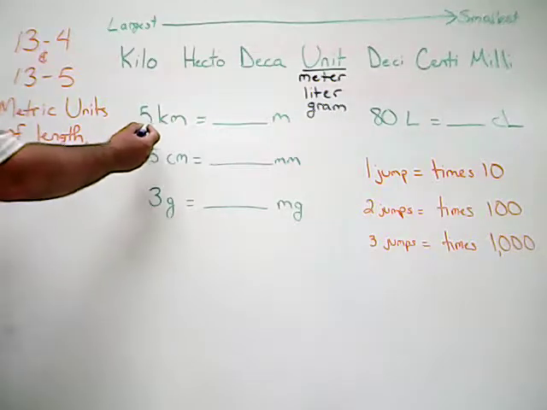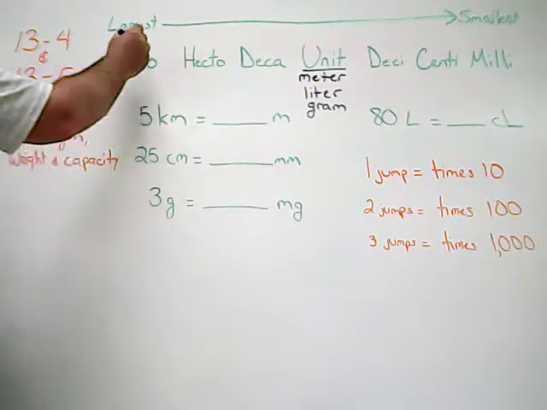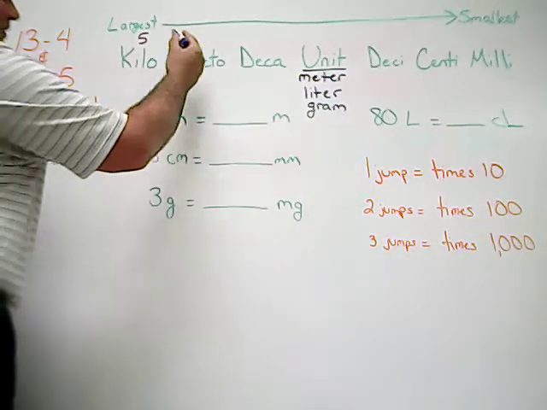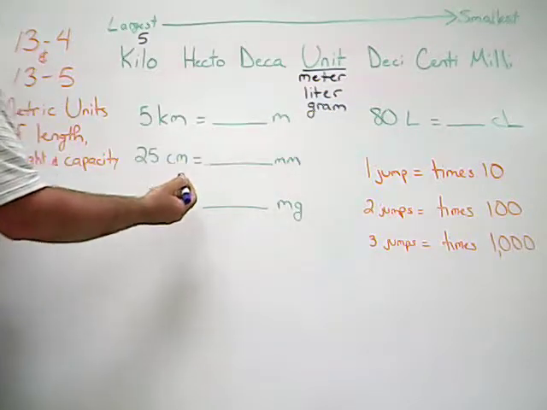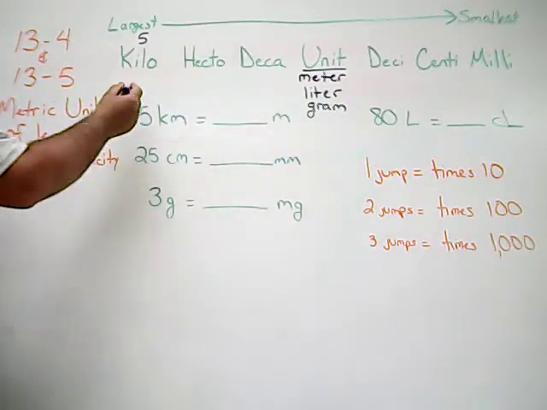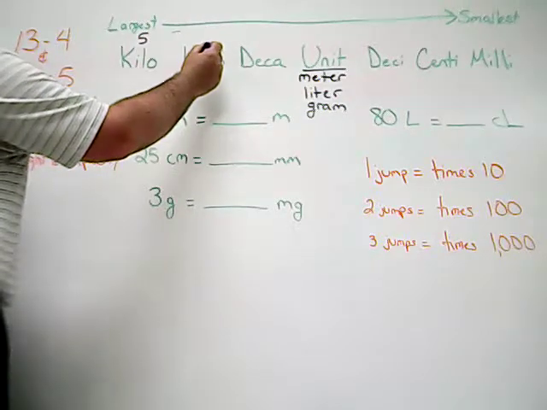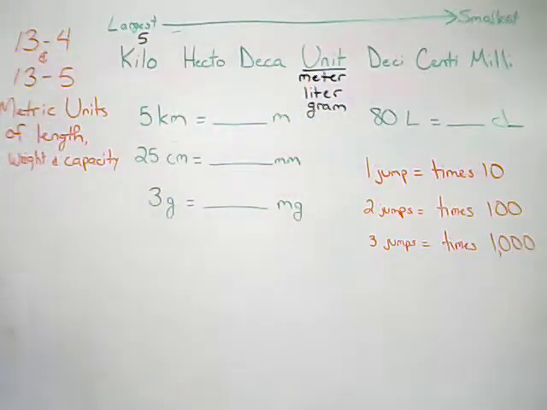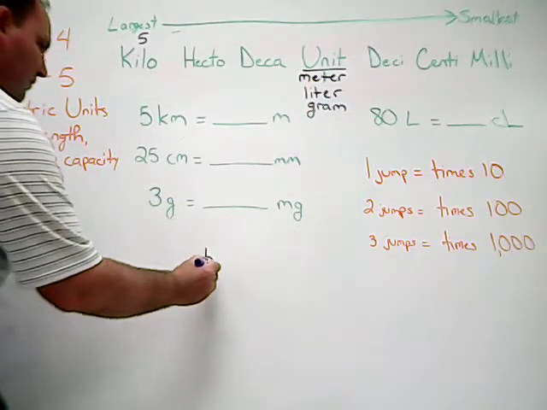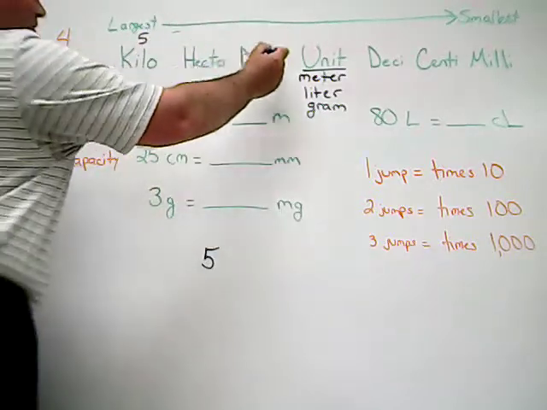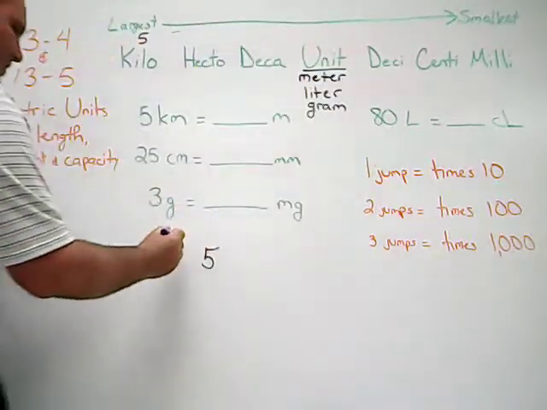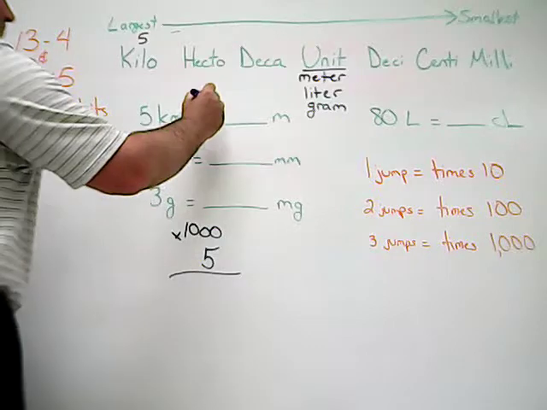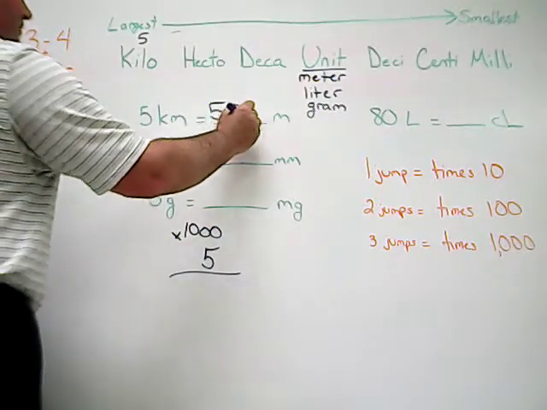In my first example, I have 5 kilometers. So I'm going to start here with the 5, and I have to make the jump to the right to get to meters. I want to know how many meters there are in 5 kilometers. Well, I'm going to make one jump, 2 jumps, 3 jumps till I get to my meter. So what I'm going to do is take my 5 and multiply it by 3 jumps, which is 1,000. And hopefully by now we all know that 1,000 times 5 equals 5,000.